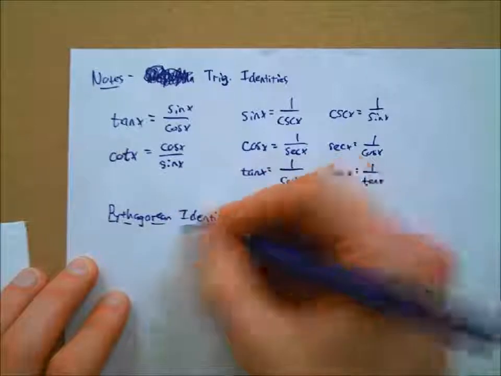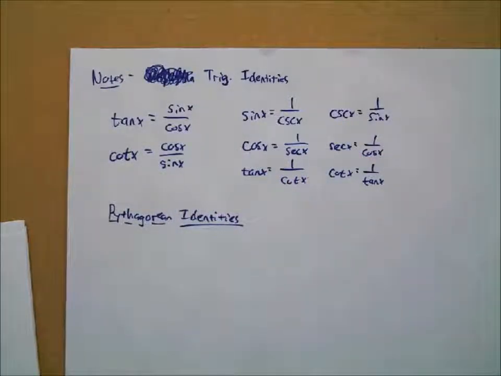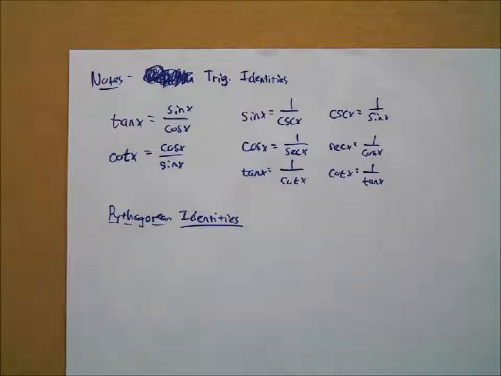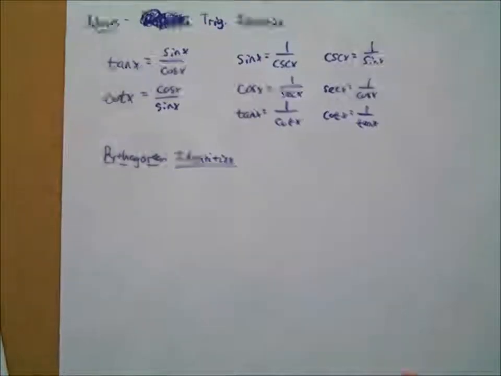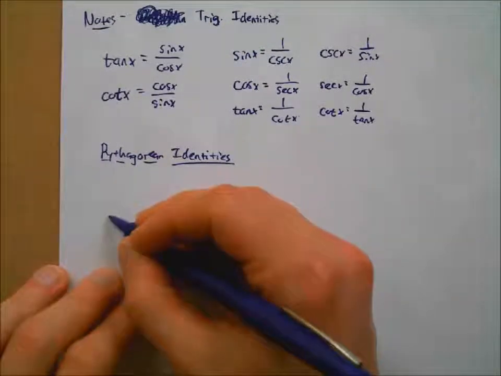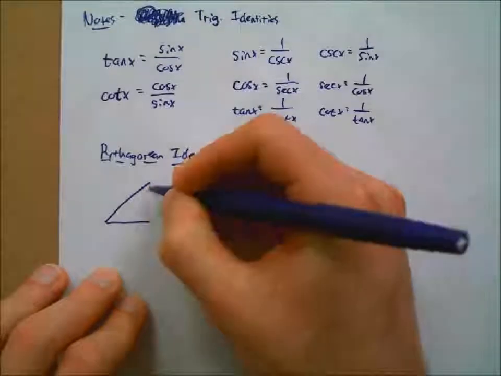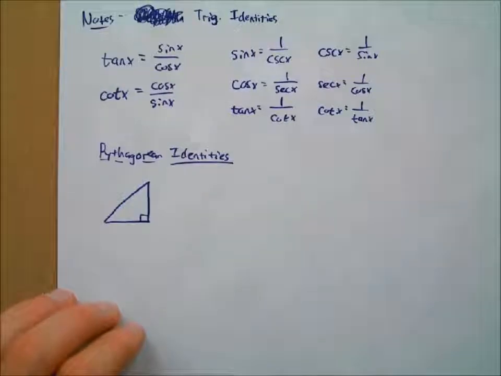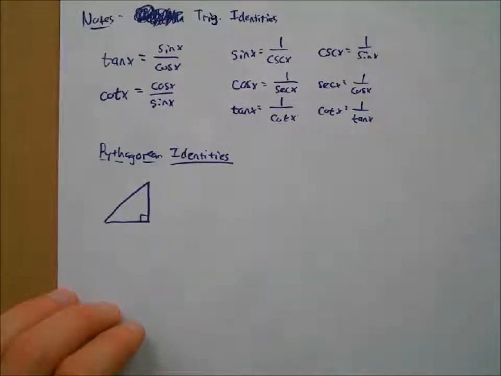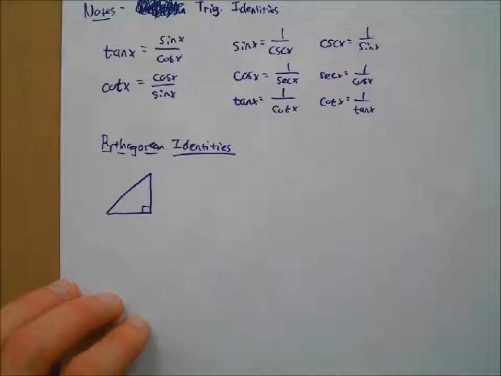Okay. And by its name, you can probably tell that we derive them from the Pythagorean theorem. All right, so Pythagorean theorem, if you remember, what does it relate? What do we relate using the Pythagorean theorem? What about a right triangle? Okay, yeah, so like leg squared plus leg squared equals hypotenuse squared. We relate all the sides.